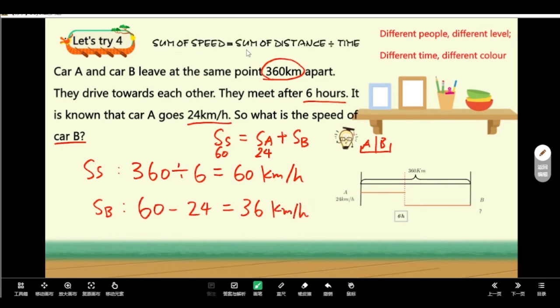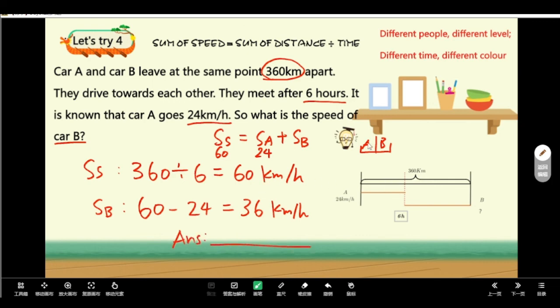Our formula, we need to make a simple conclusion here again. The sum of speed, how can we calculate? We need to use the sum of total distance divided by the time to get the sum of speed. Okay, and also we need to remember to write down our answer at the end of the question.